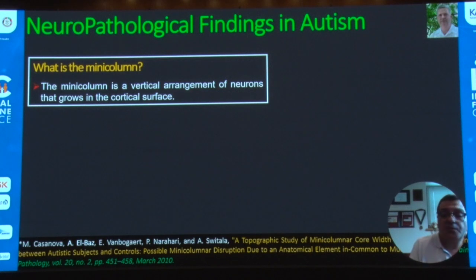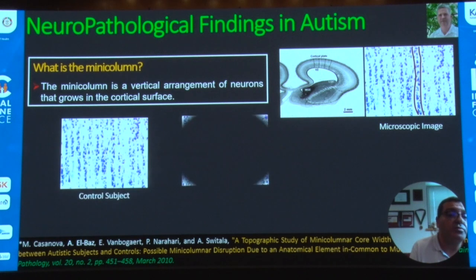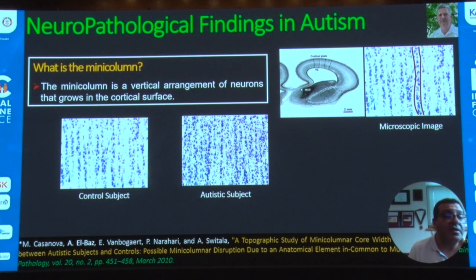In 2004, we started with Dr. Casanova, and this is his chart. At this time, we started with post-mortem patients, and we analyzed the data under a microscope, and we started to see that the distribution of neurons in autistic brains is different from control. And at this time, we came up with a new definition for this construction. We call it mini column.